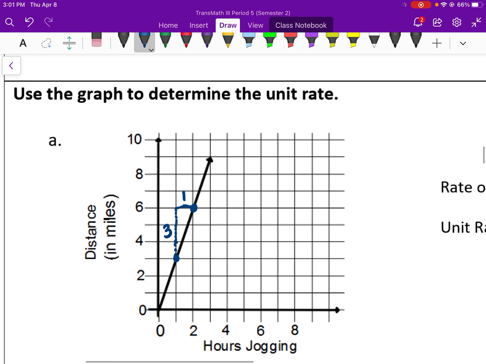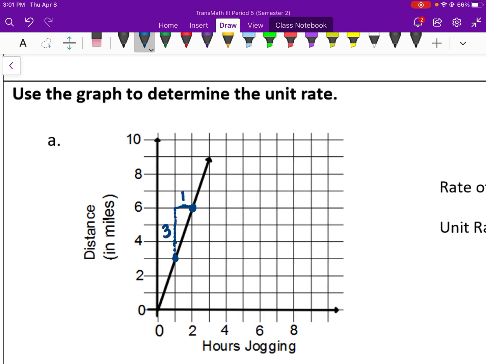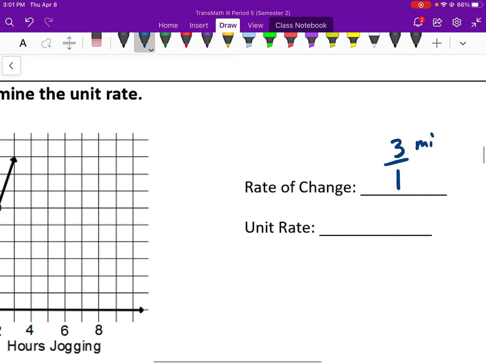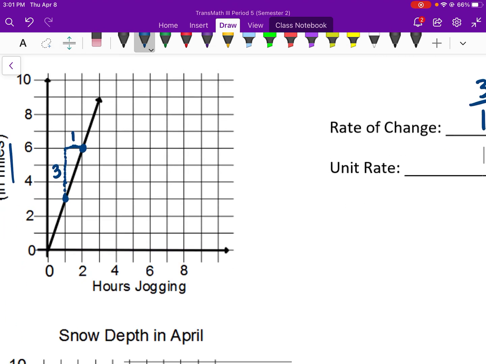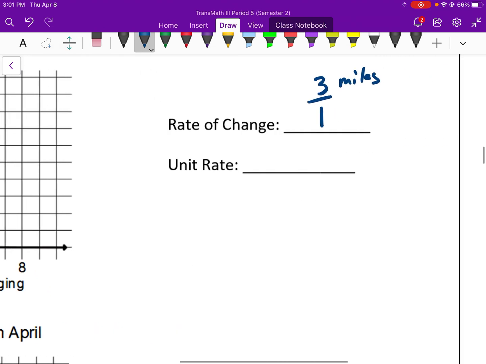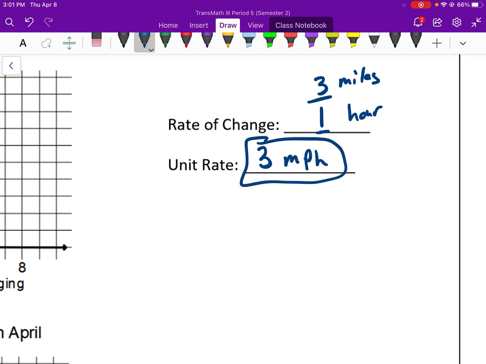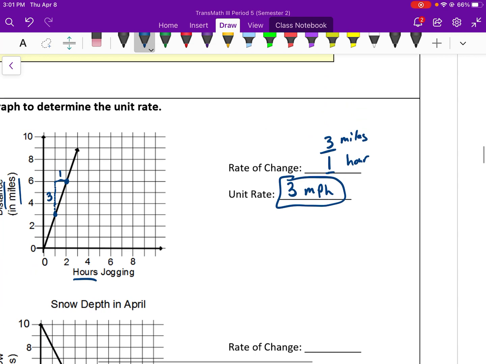Okay, and now vertical, in this case, we're talking distance, and it's in miles. So we're talking 3 miles per 1 hour of jogging. So, and then that unit rate, since we already have that denominator 1, is going to be 3 miles per hour. MPH represents miles per hour. Okay, that's a nice one. It already gave us that denominator 1. That's not always going to happen.